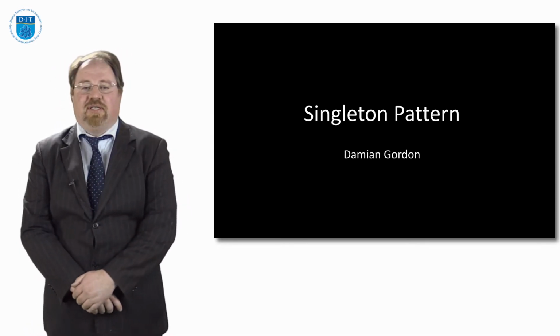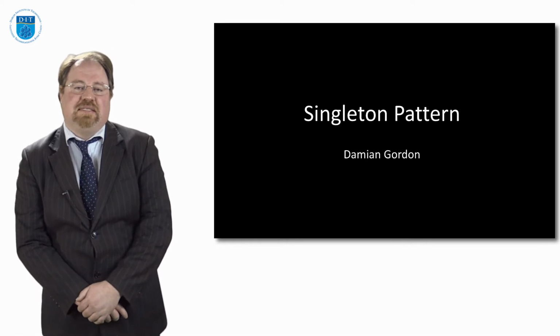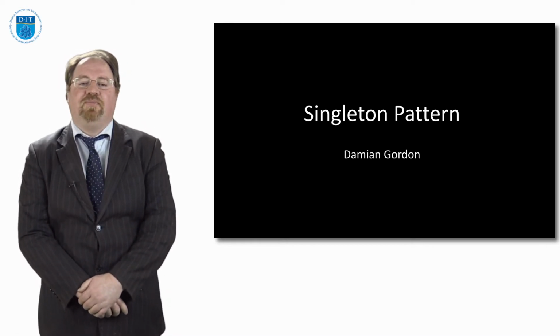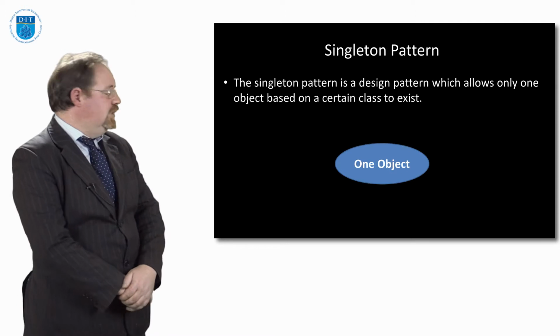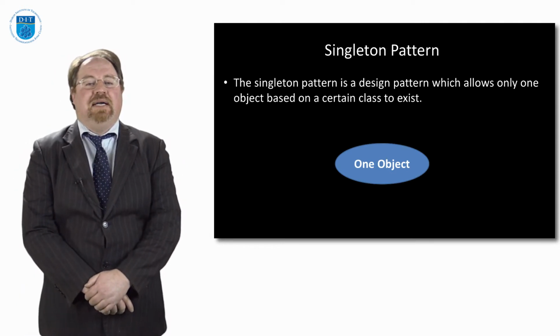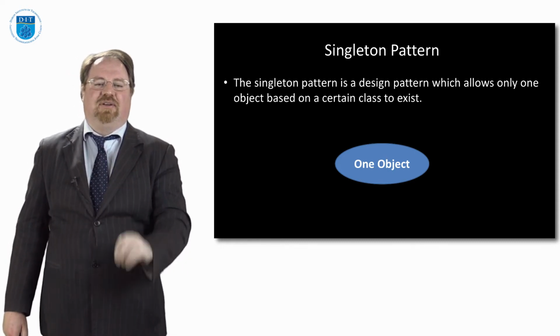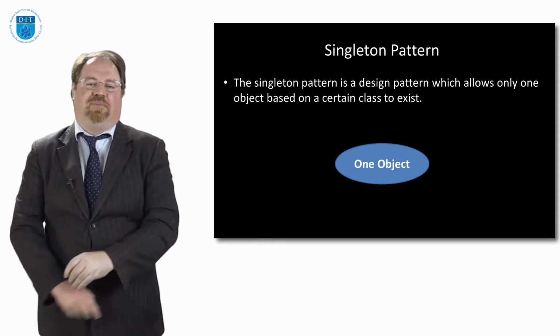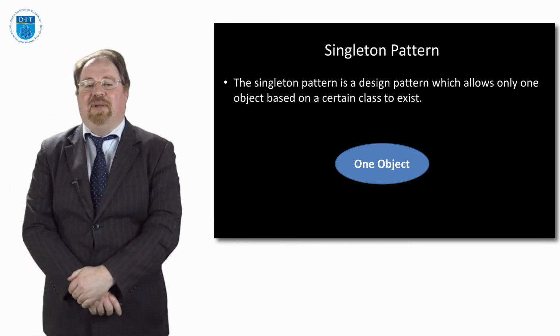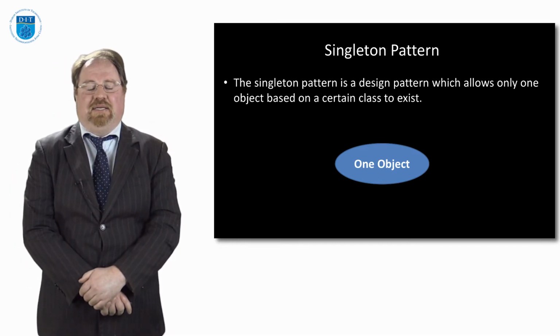In this episode we're going to look at a specific design pattern. In this case it's the Singleton pattern. A Singleton pattern is one where, when we create a class, we can only instantiate it once. We can only have one object based on a particular class. So let's look in a bit of detail exactly what that looks like.